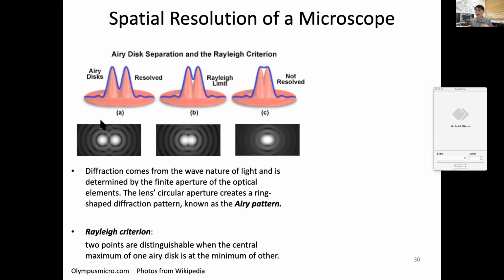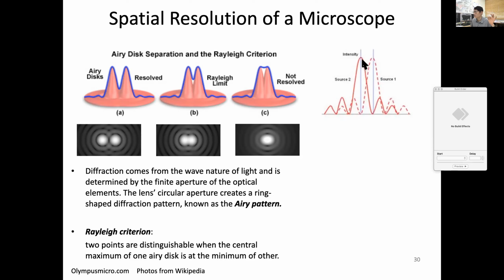If you look at the profile of the light, it looks like this. So these are Airy disks resolved, and for this one, there's no way for you to tell there are two objects, so you cannot resolve. So it should be somewhere in between. And we want to define the right distance as the resolution, and Lord Rayleigh, in fact, defined this for the first time. Because the profile of one point becomes spread, we call it the point spread function. You can see this is the profile.